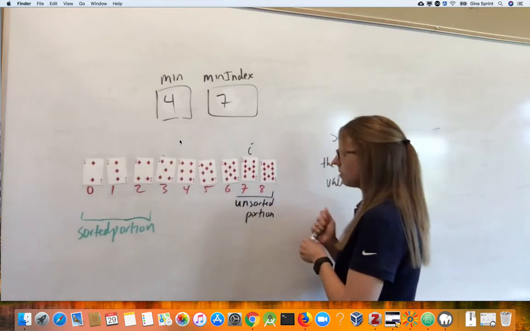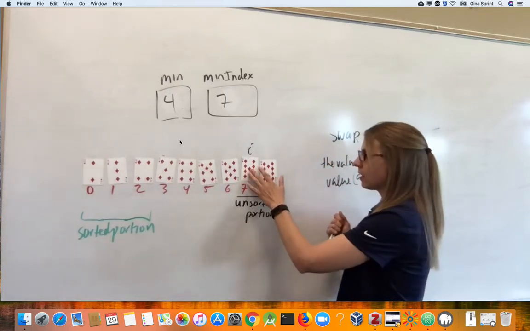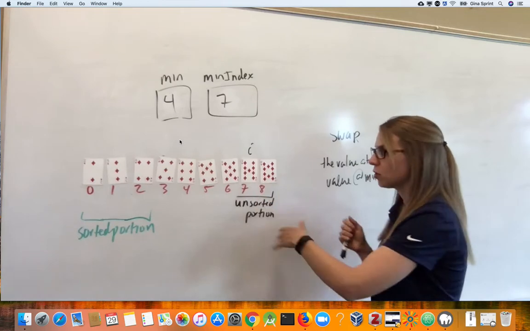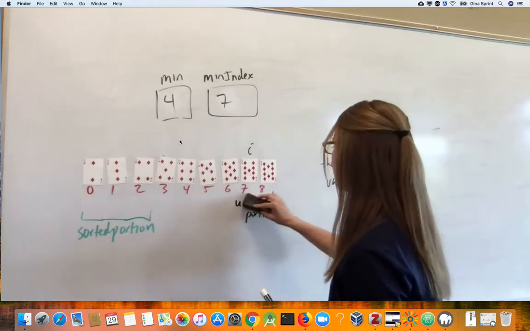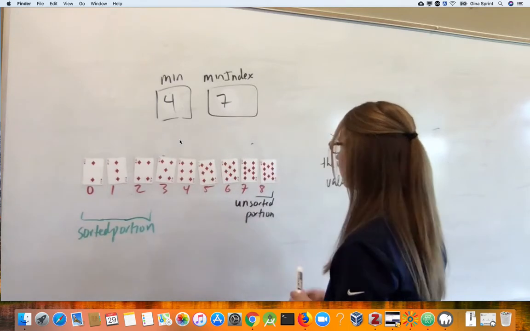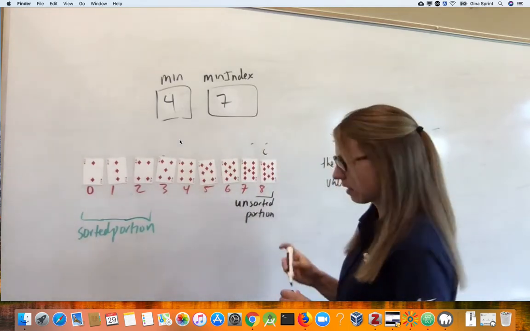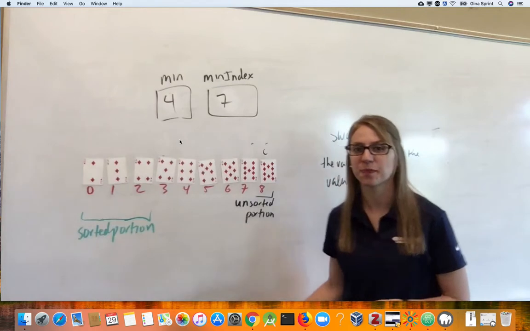9 is our current min. Is 10 less than 9? No, it's not. Do a swap, but essentially it just swaps 9 with itself. Unsorted portion is down to 1. Advance I. And we are done.